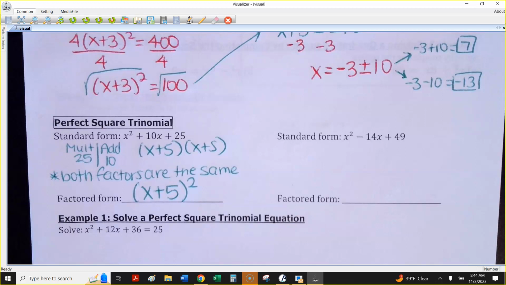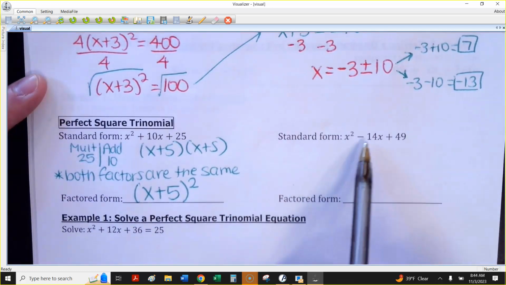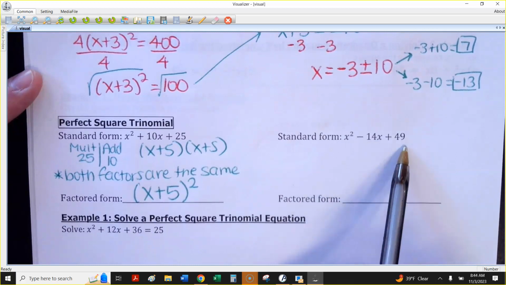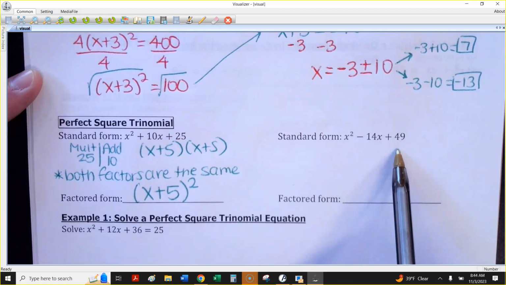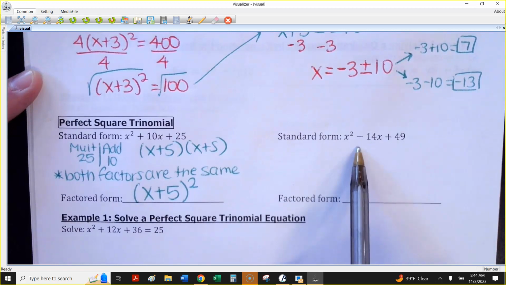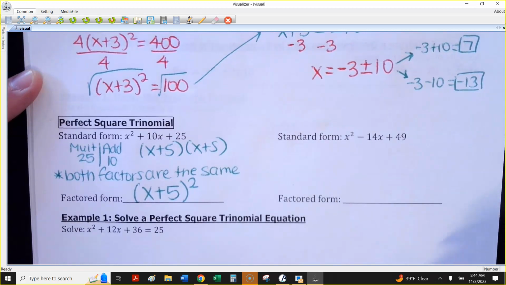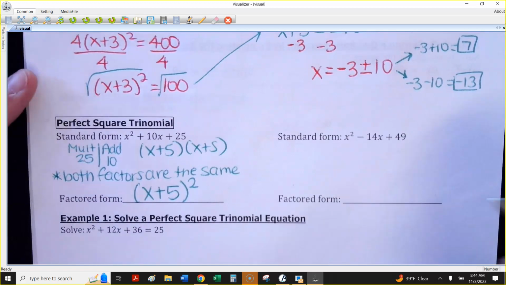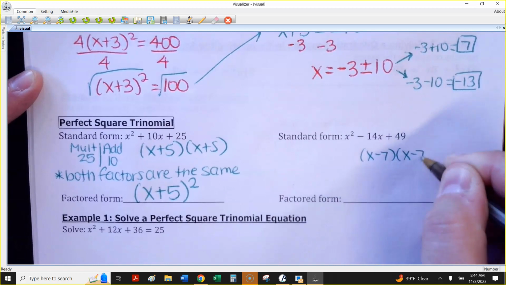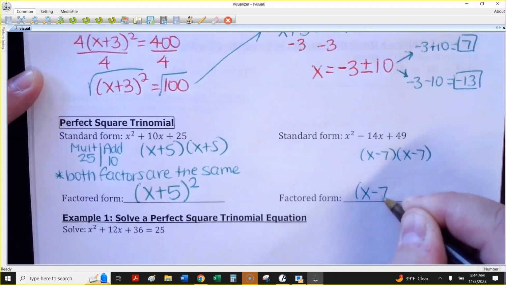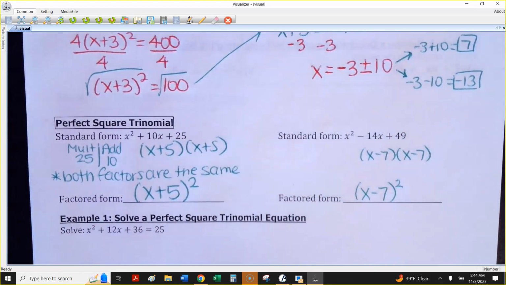Now, what about if I gave you the question right next to this? This one has x squared and it's a minus here, 14x plus 49. Can we think of 2 numbers? When you multiply them, you get 49, but when you add them, you get a negative 14? It's got to be 7. They're just both negative. So this would be x minus 7, x minus 7. The factored form, because they're both the same, I can go ahead and squish them together, write it as x minus 7 squared.